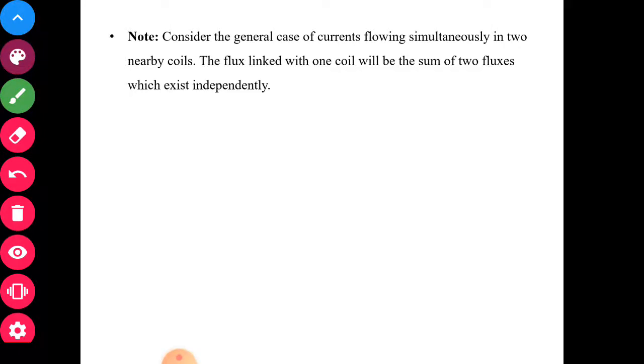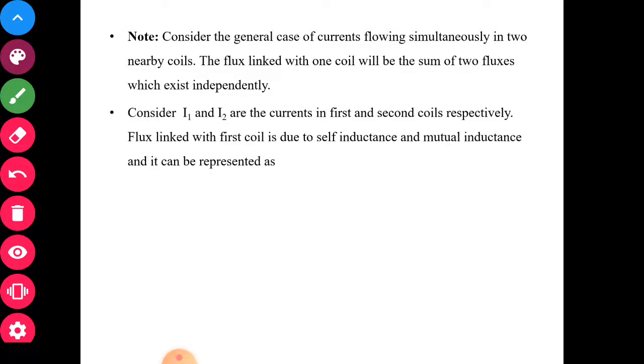Now, today we shall discuss the AC generator here. Before that, we consider a general case for the currents flowing simultaneously into nearby coils. This is a case for mutual inductance and self inductance together. Try to understand. The flux linked with one coil will be the sum of two fluxes which exist independently. Consider a general case of currents flowing simultaneously in two nearby coils.